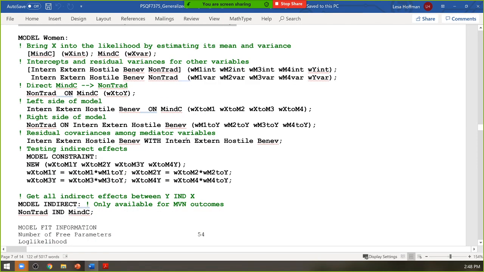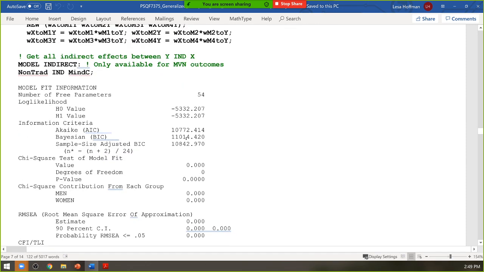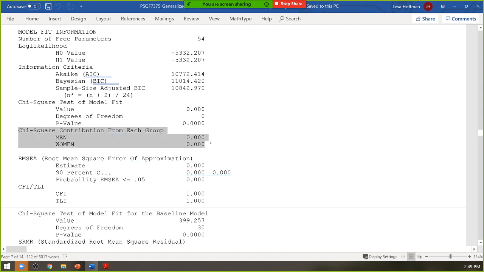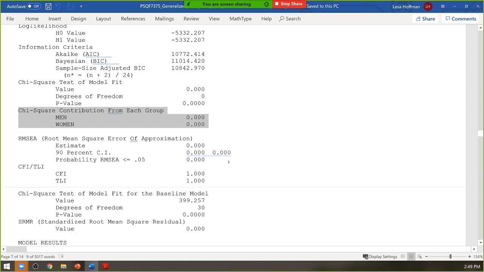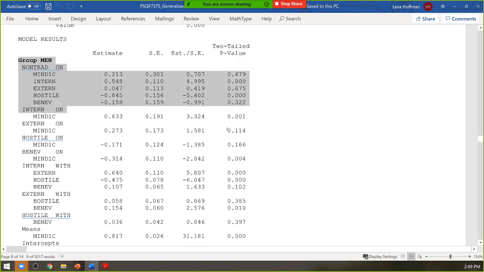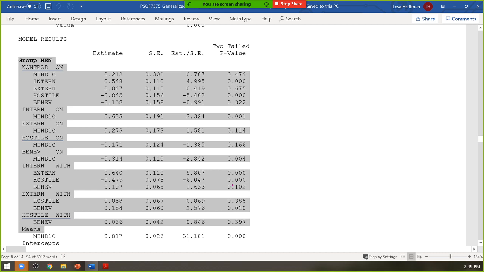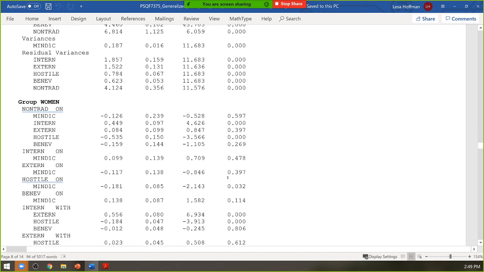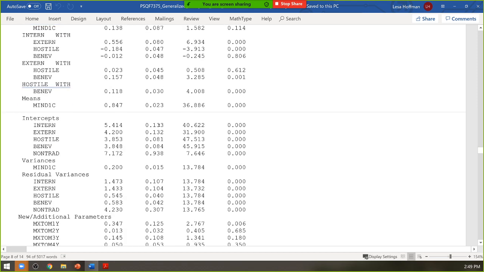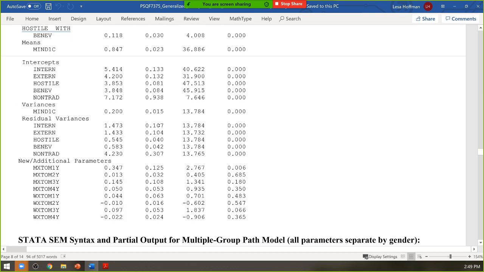So that's what it looks like in Mplus. The model is still saturated, but one thing that it does do is give you the contribution of each group, so you can see to what extent misfit is group specific. It gives you the solution for each group. So there's group men up here, and those are all the estimates from the male model. Group women in that case, and there's all the estimates. And it doesn't directly give you any information about the differences. I'll show you how to get that in just a second.